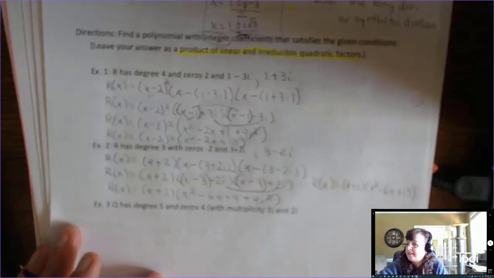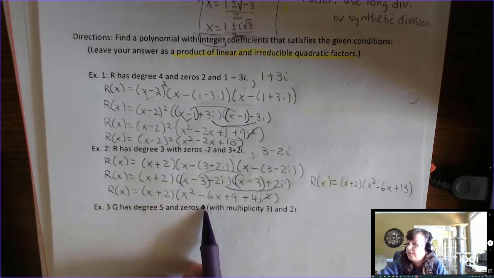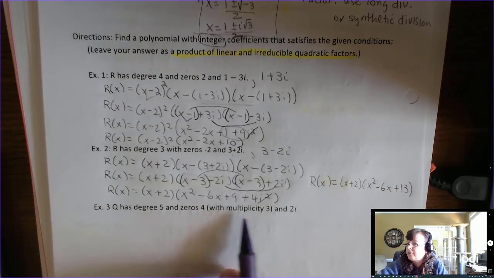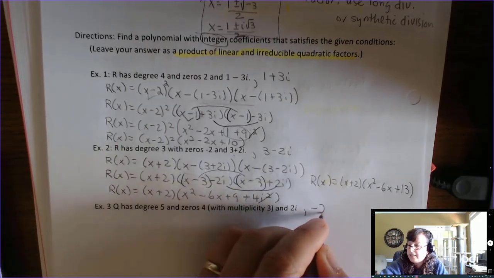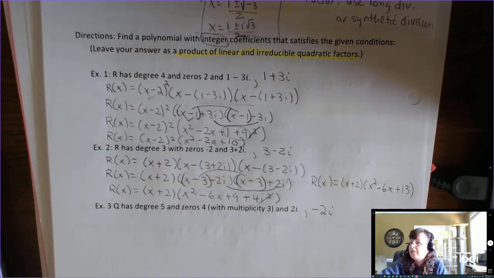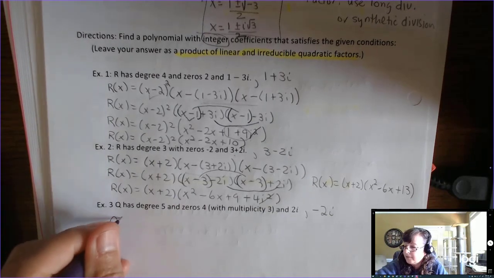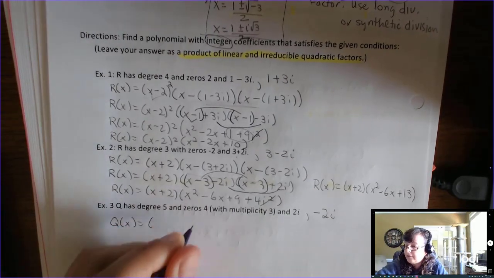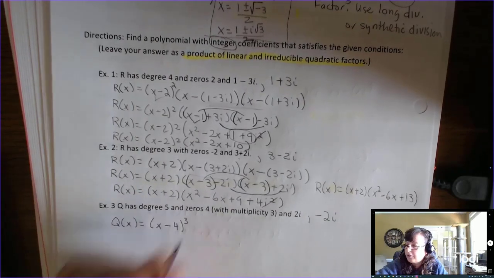All right, last example, Q has degree 5 with zeros 4, and I'm telling you the multiplicity is 3, and 2i, that's imaginary. If we want integer coefficients, the complex conjugate pair is also a zero. So that's 3, 4, 5. That's all the zeros we need. So Q of x is going to be, turn that zero with multiplicity 3 into a factor. That's going to be x minus 4 cubed.